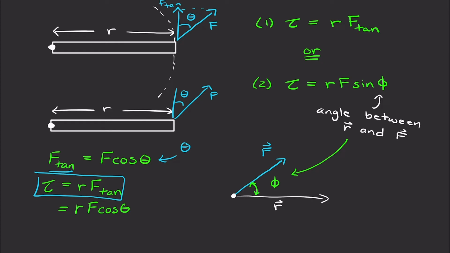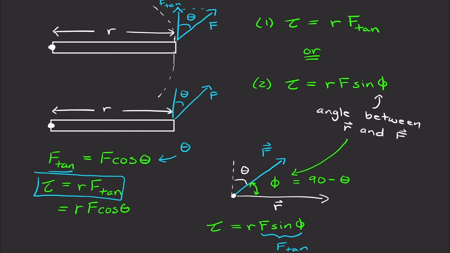So if you can find this angle, then you can just plug into tau equals R F sine phi. In this case, you know this angle is theta. So if you were given theta, then phi would equal 90 minus theta. And so this is also the same thing. F sine phi is just another way of getting the tangent component of F.